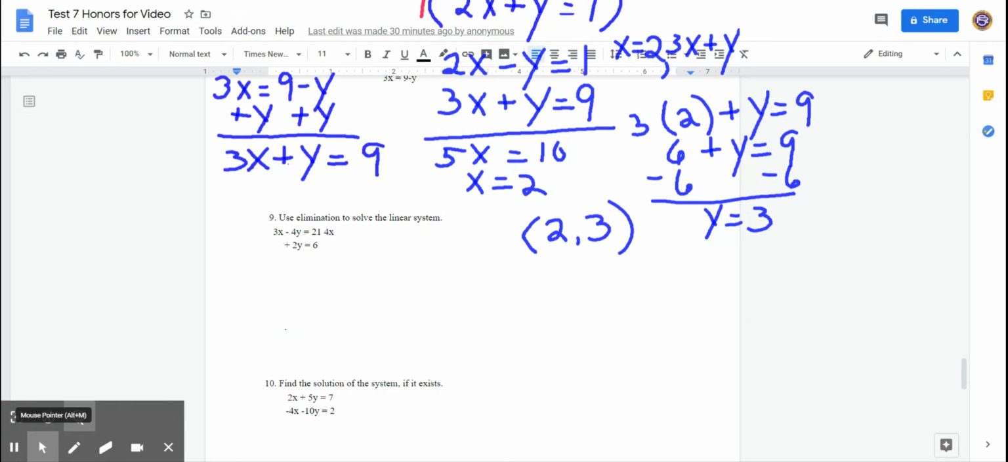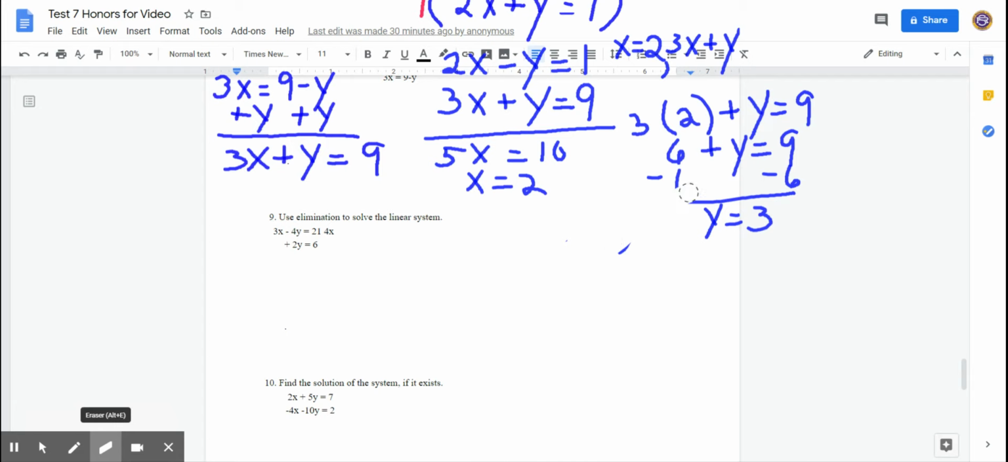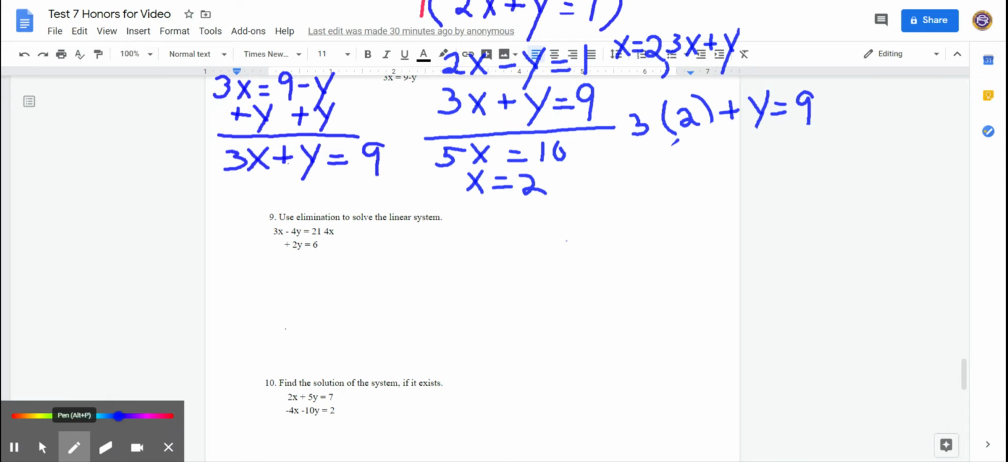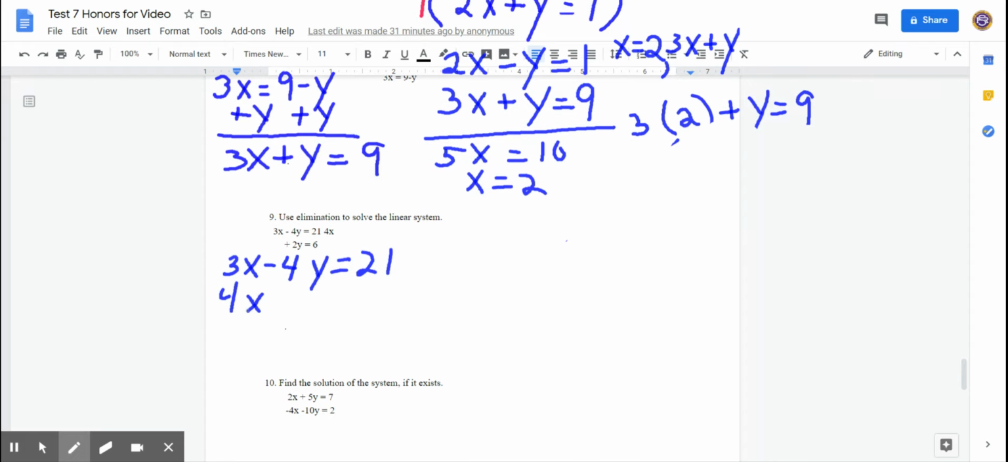Number 9, solve. Again, we're just using elimination. Okay, I don't know why, again, this didn't copy right. But anyways, this would be 3x minus 4y equals 21, and 4x plus 2y equals 6.